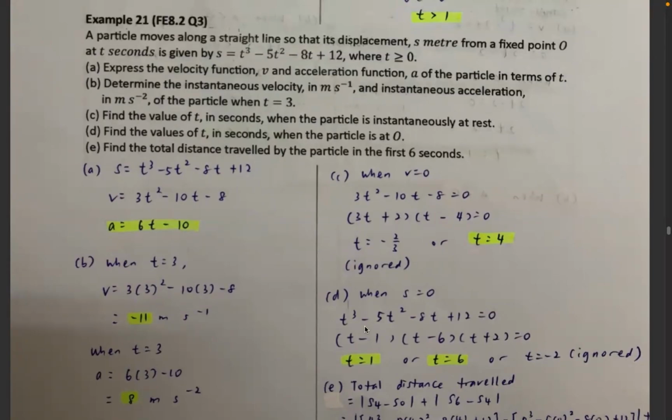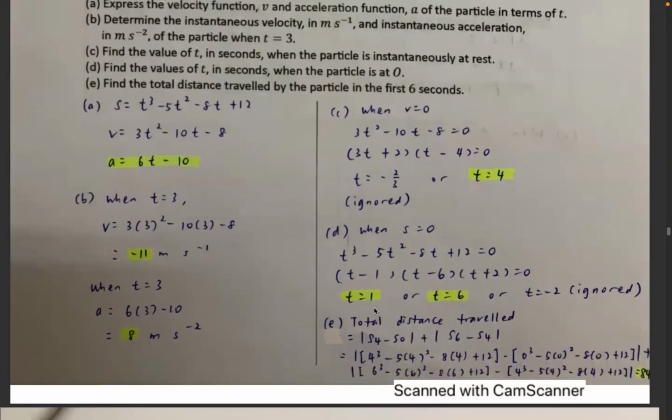So instead of pressing degree 2, you can press degree 3 and fill up the values of A, B, C, D in the calculator. So the value of A is 1, B is -5, C is -8, D is 12. After that, the calculator will give you 3 answers: t equals 1, 6, and -2. Then you put back your answer in the bracket. Time cannot be negative, so we ignore t equals -2. So the answers are t equals 1 and t equals 6.